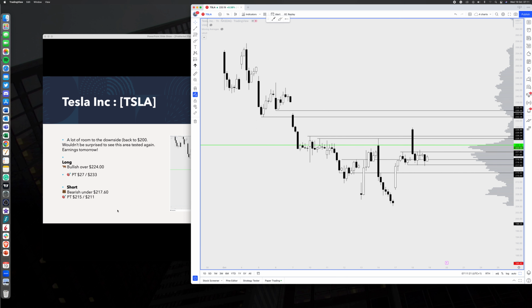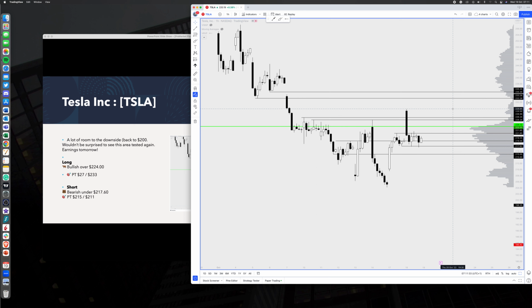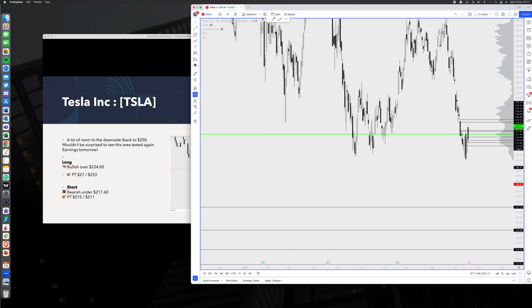green line right here. My profit targets are 227. That's meant to be 227, I do apologize. 227 and 233, which is this level right here, and this one's up here as well. Short, however, I'm only going to be short under this black line right here, which is this previous bull flag low, and I'm looking for 215/211.